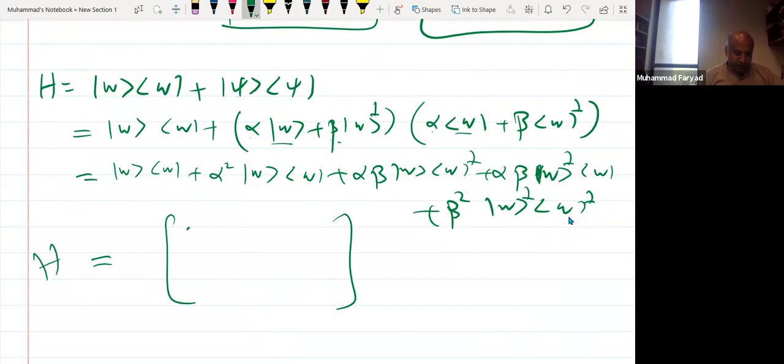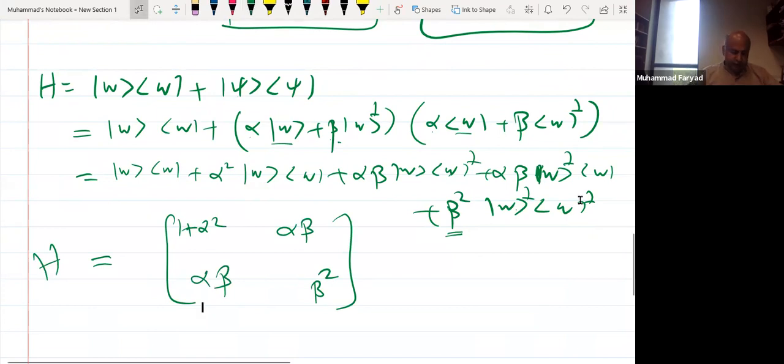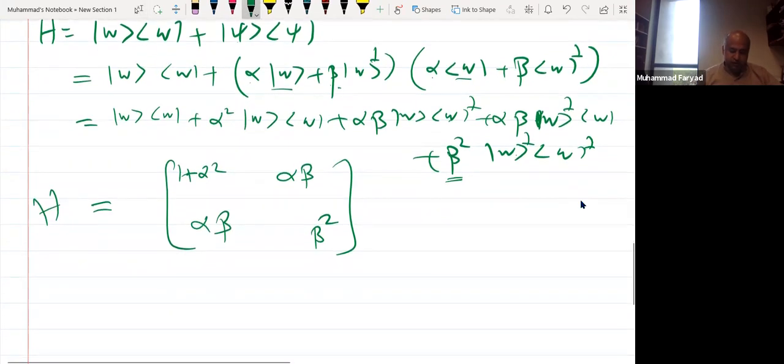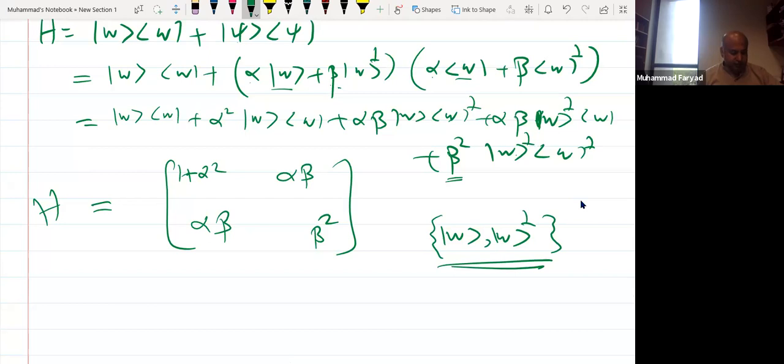get 1 plus alpha square. And for omega perpendicular omega, I get beta square. So this is beta square come here. And then omega omega perpendicular is alpha beta. And then omega perpendicular omega is alpha beta again. So this is what I get in a matrix form in the basis omega, omega perpendicular. So in this basis, the matrix form of the Hamiltonian is this.